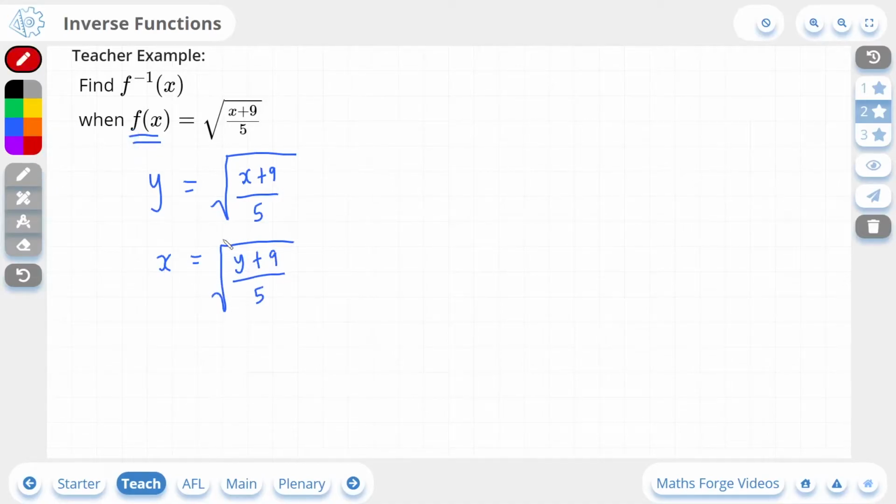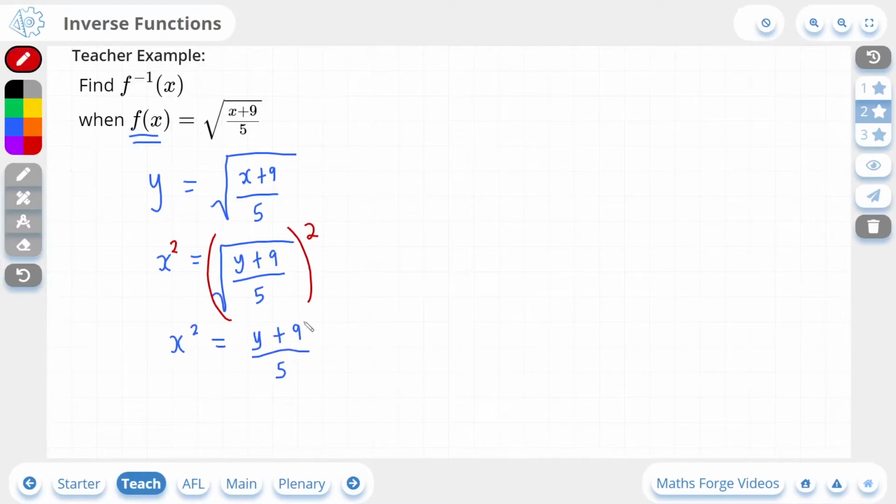So we have the square root covering everything. So what we're going to do, the opposite of a square root is squaring. So we're going to apply a square to both sides. This is now going to give us x squared on the left, and on the right, squaring a square root cancels it. So this gives us y plus 9 all over 5.